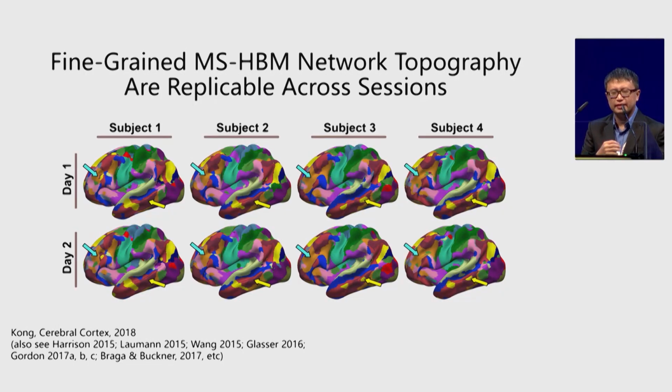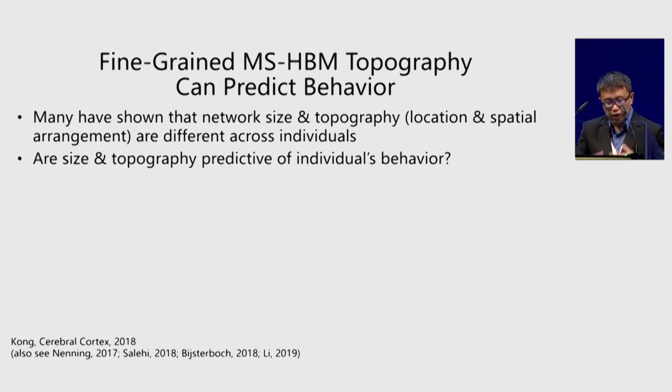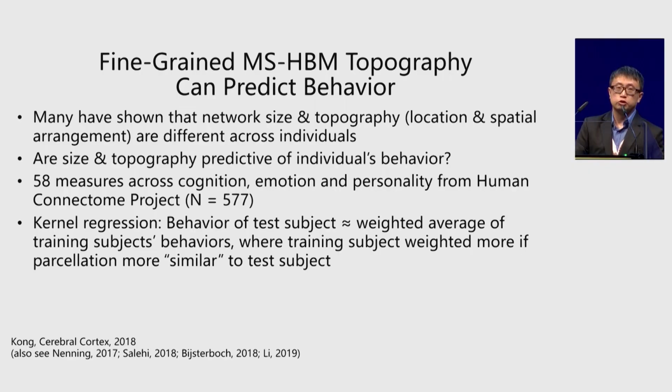Now the question is, are these real? I mean, these look very nice, but are these real? And so what Ruby did was to show that we can use this topography to predict behavior. Many studies have shown that network size and topography vary across individuals. However, there are few studies showing whether these differences can be used to predict behavior. So we consider 58 behavioral measures from the Human Connectome Project. And we're going to use kernel regression for prediction.